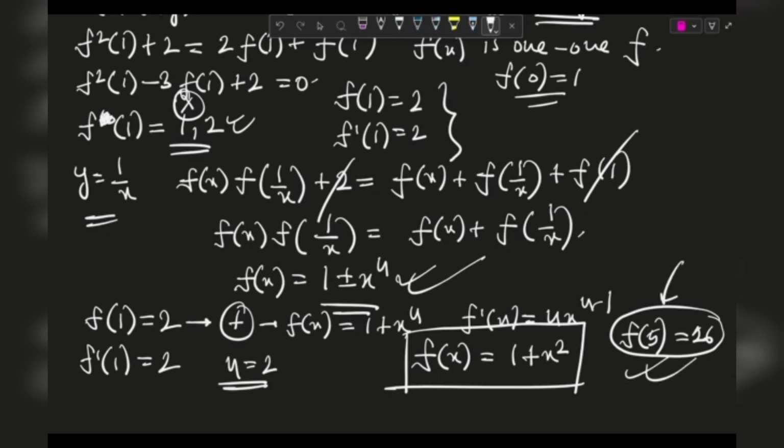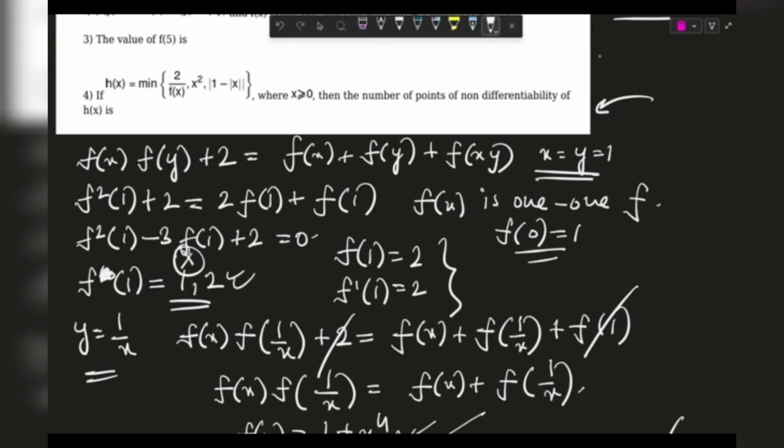And I will take a look at the second part once. In the second part, we have a function h of x, which is the minimum of 2 by f of x, meaning 2 by 1 plus x square, and mod of 1 minus mod of x, where we have to solve this only for x greater than or equal to 0, the positive part. So we have to draw out the graphs of all these three functions together and then find out the minimum part, right? This is something that we have encountered for the first time. So I will try to explain it in the finest way possible, and I hope you also know how to do this. So let's proceed to drawing the graph for this.